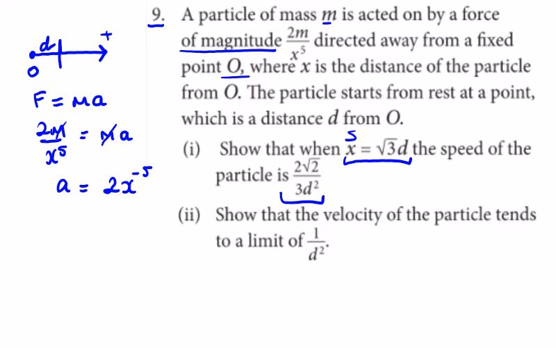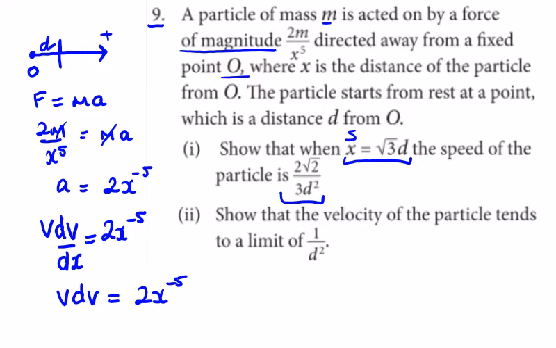And we're dealing with velocity, so v dv ds is the acceleration that we'll use in this question. It is equal to my acceleration, 2x to the minus 5. So I'll change my s just to x, and we get v dv is equal to 2x to the power of minus 5 dx, and then we can integrate and start solving.